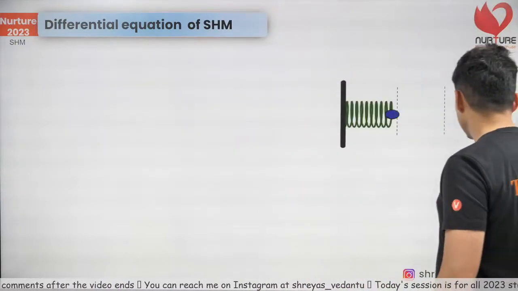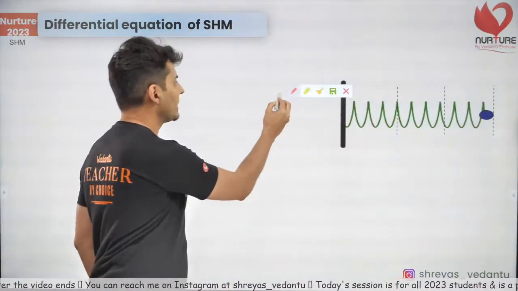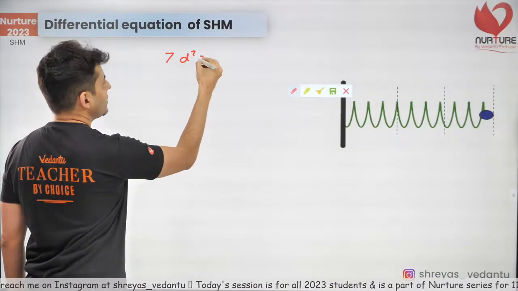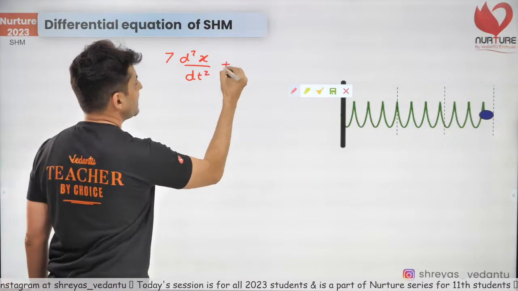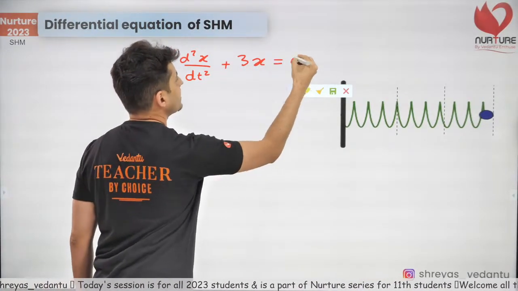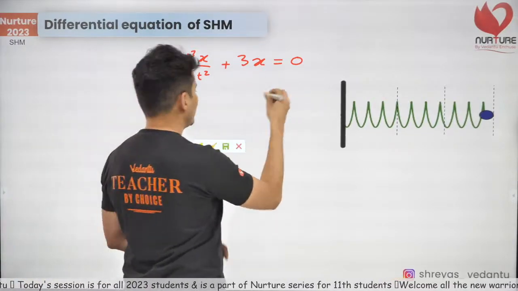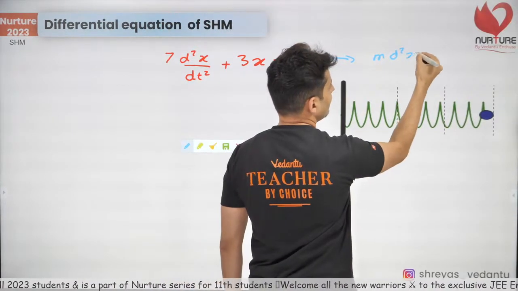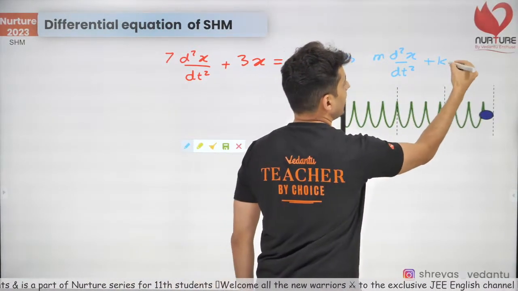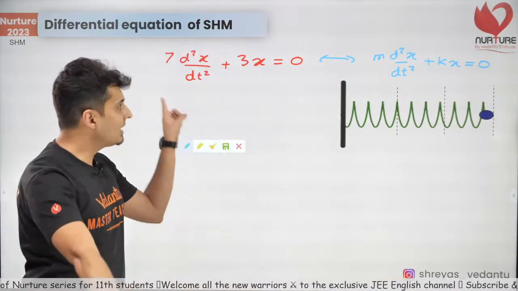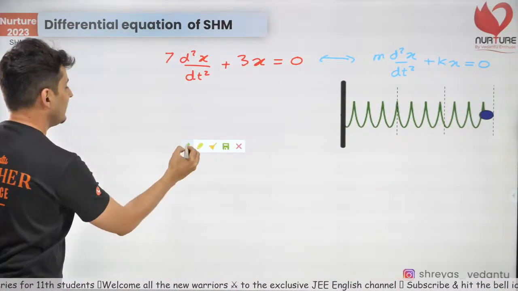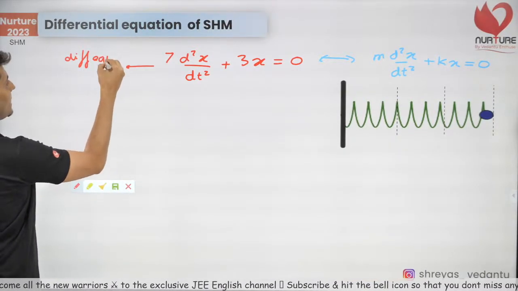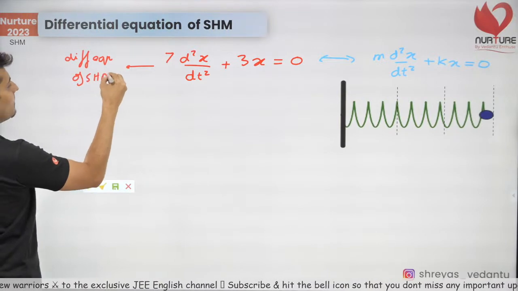So I'll just give you a simple example on the board. Follow me closely. Imagine I tell you 7 d²x/dt² plus 3x is equal to 0. Do you see that this is very much similar to m d²x/dt² plus kx is equal to 0? Can you see that? It is very much comparable. So definitely this is nothing but the differential equation of SHM.